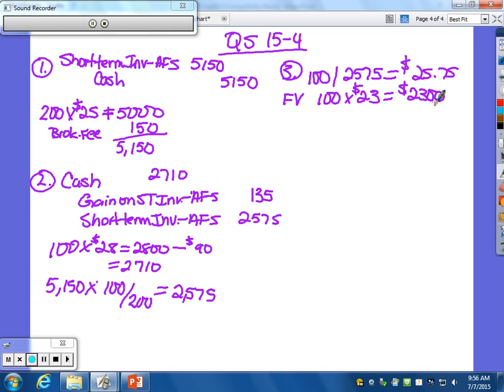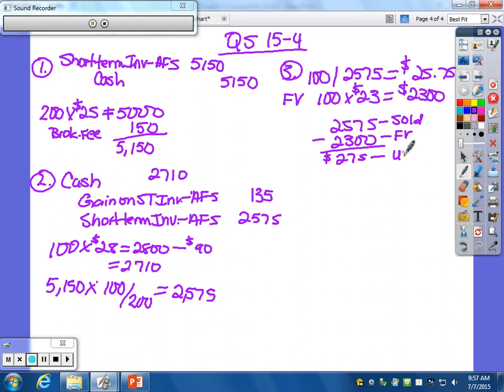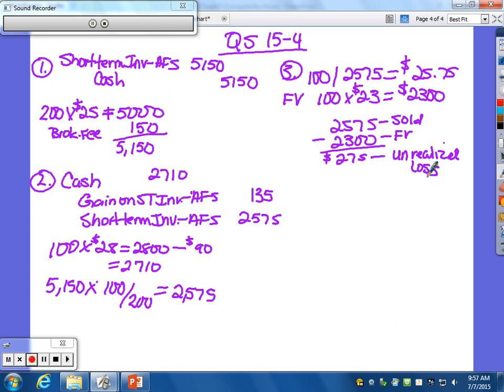$275. Because if we take $25.75 and minus out $2,300, fair value sold for, $275, which is $275 unrealized loss. So now that we have an unrealized loss, what's the journal entry?